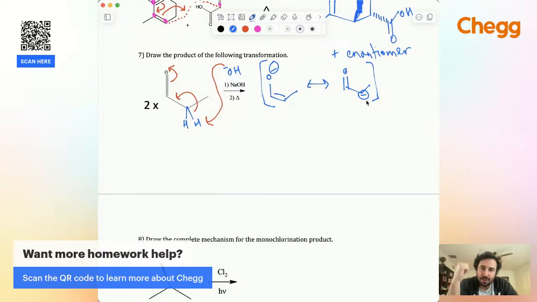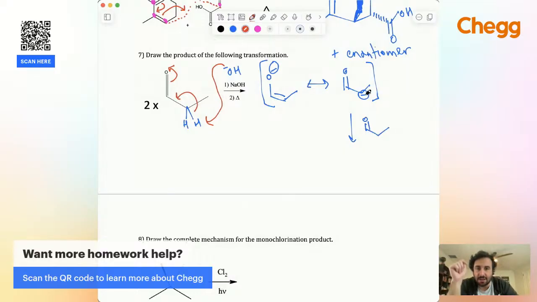So what can this attack? What can a nucleophile attack? Do we have any electrophiles hanging around? Well, carbonyl-containing compounds are electrophiles. So an enolate can attack an aldehyde, and it will attack the carbonyl carbon. So how are we going to do this? Let's do it like this.